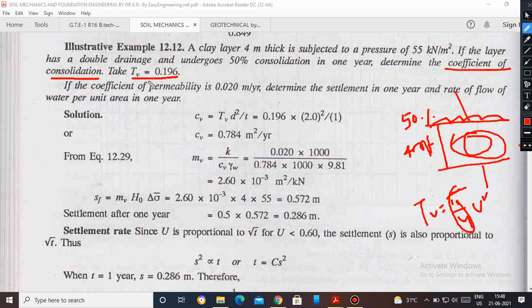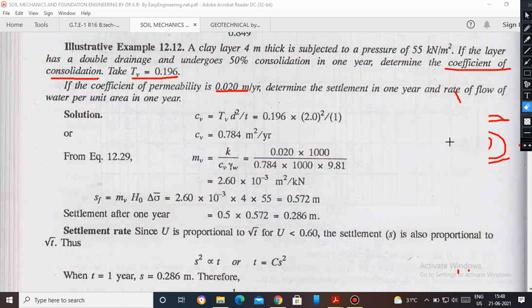If you substitute, you will get this 50% consolidation as Tv equal to 0.196, and the coefficient of permeability K equal to 0.020 meter per year. Determine the settlement in 1 year and the rate of flow of water per unit area in 1 year. How much settlement happens in 1 year, and how much quantity of water is going out from the soil mass in terms of discharge, that we have to calculate.